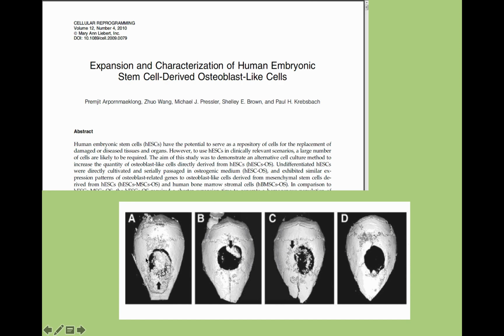So we can use techniques such as PCR and use human-specific primers to show not only that these are from the human source, but we can differentiate them from the rat cells as well. A defect this size in a rat skull will never fully heal. So there might be some healing around the margins here, but it will never fully heal.